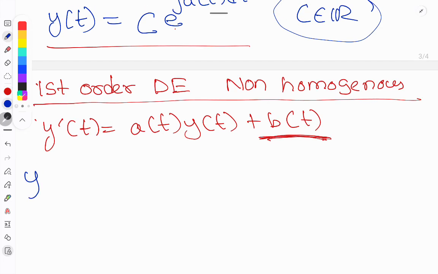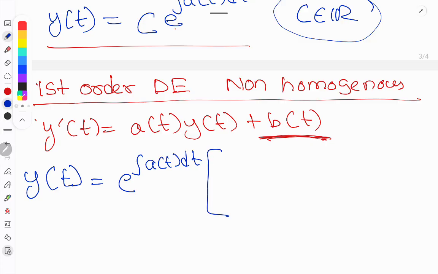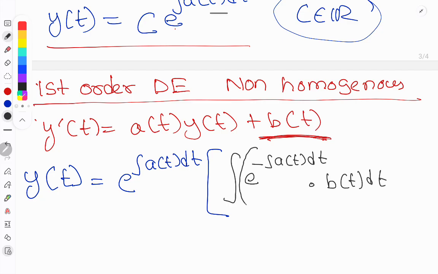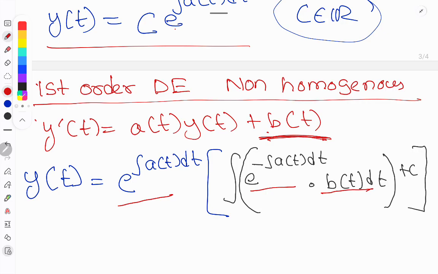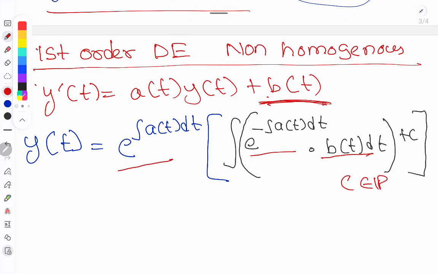So here if your question asks to find the general integral or the solution of this one, the formula is e to the power ∫a(t) dt, then take the bracket. It's a big formula, but anyway, it's super easy. So you have this term, again the same term with negative integral, multiplied with b(t), whole integral plus c. So this is the formula, and c belongs to R. It will be infinitely many solutions. Let's do a question, then it will be much easier for you.